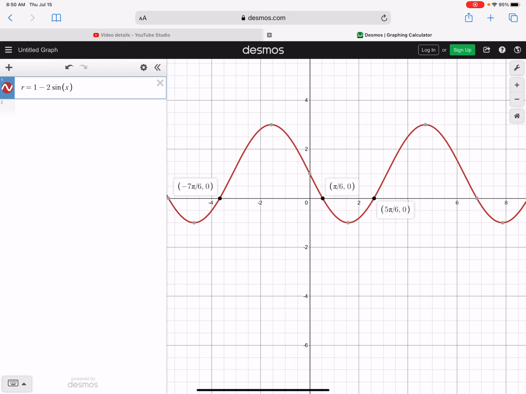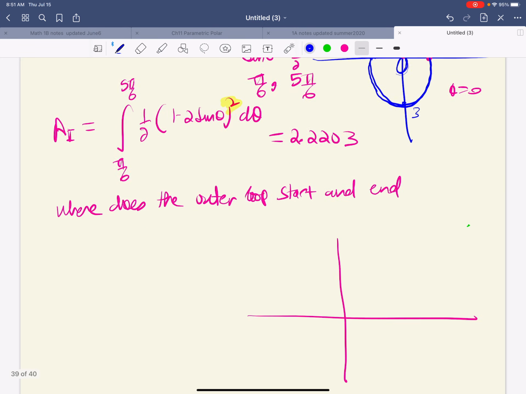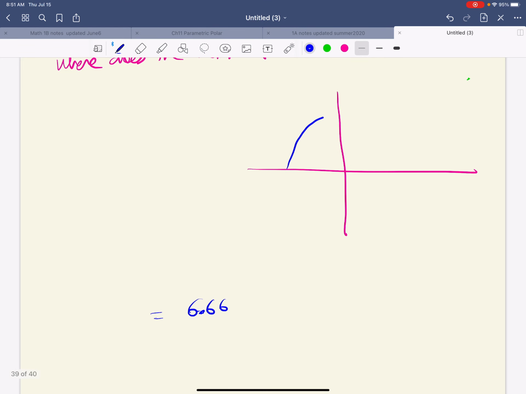So instead of starting at 0, I can go all the way back and start at negative 7 pi over 6, complete my outer loop at pi over 6, and then complete my inner loop at 5 pi over 6. Or I can start the inner loop at pi over 6, complete it at 5 pi over 6, and keep going further until 13 pi over 6. That's your choice. You can set up the integral in two different ways. Bigger loop, smaller loop, and then again bigger loop.